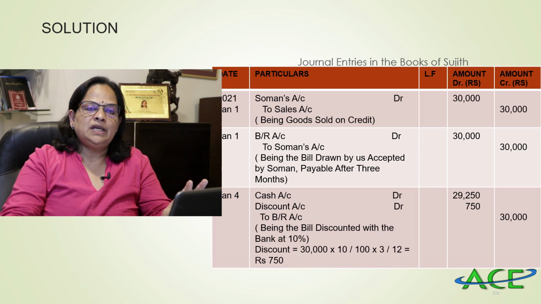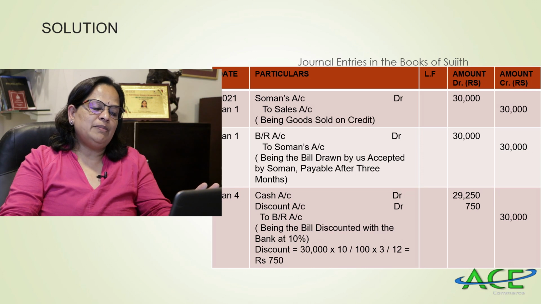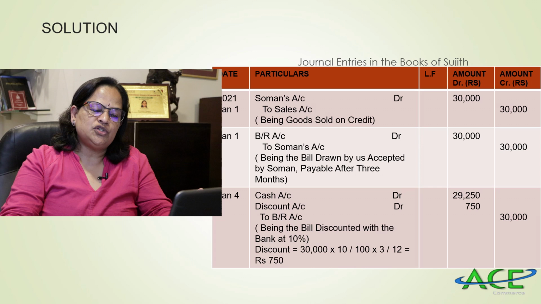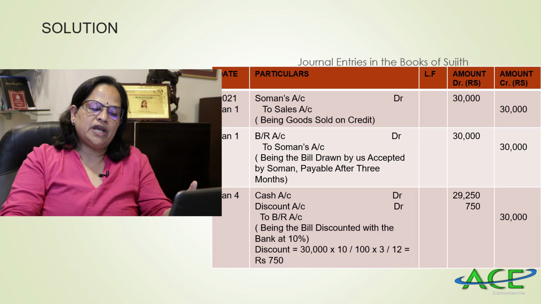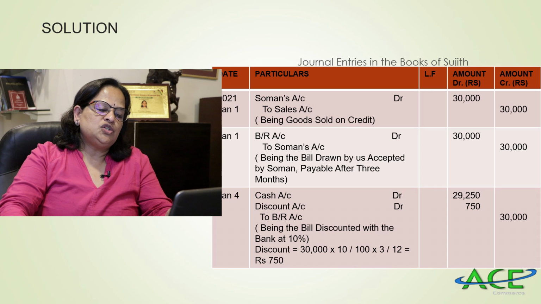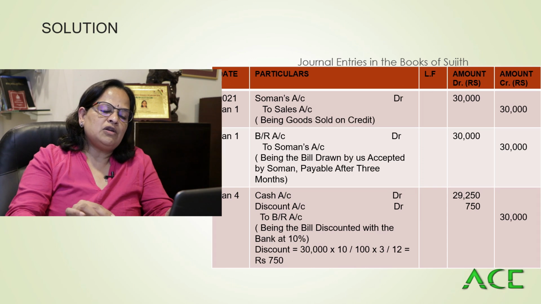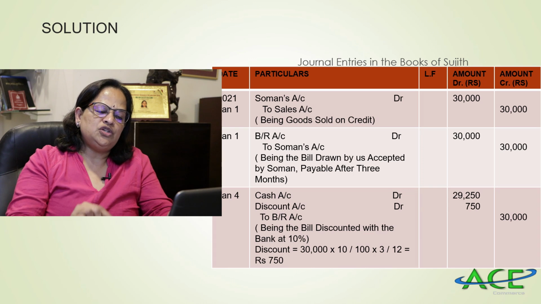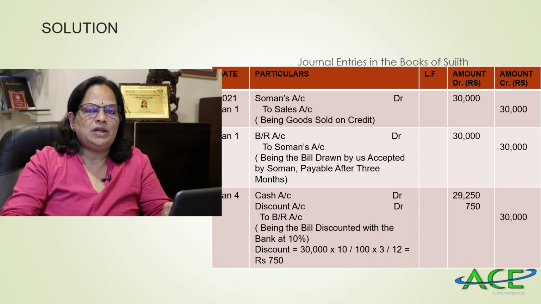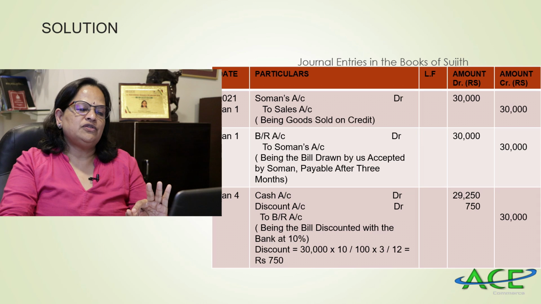Now on January 4th he is discounting it with the bank. Cash account debit 29,250, discount account debit 750 to bills receivable account 30,000, being the bill discounted with the bank at 10%. Now how did we calculate the discount? 30,000 into 10 by 100 into 3 by 12. So that is, 3 months is the term of the bill.